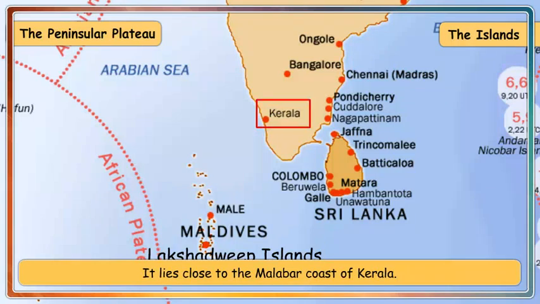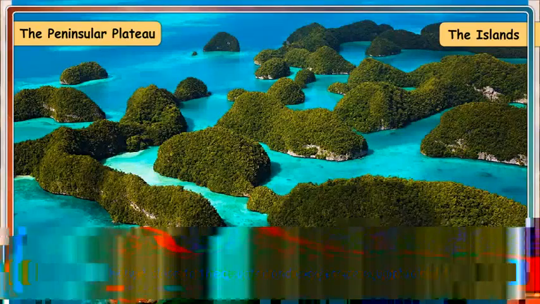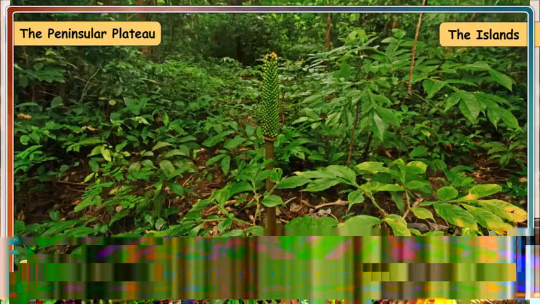It lies close to the Malabar coast of Kerala. The Andaman and Nicobar Islands are in the Bay of Bengal. They are bigger in size and comprise around 572 islands. They lie close to the equator and experience equatorial climate and have thick forest cover.